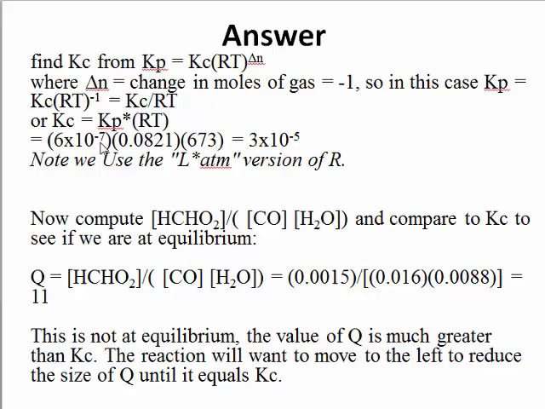We have a value for Kp. Note, we will use the liters-atmospheres value of R, and note also that we need to express the temperature, which we know is 400 C in this case, in Kelvin. The number that comes out of this calculation is 3 times 10 to the negative 5. Again, we use the liters-atmospheres version of R, and 673 is 400 Celsius expressed in Kelvin.